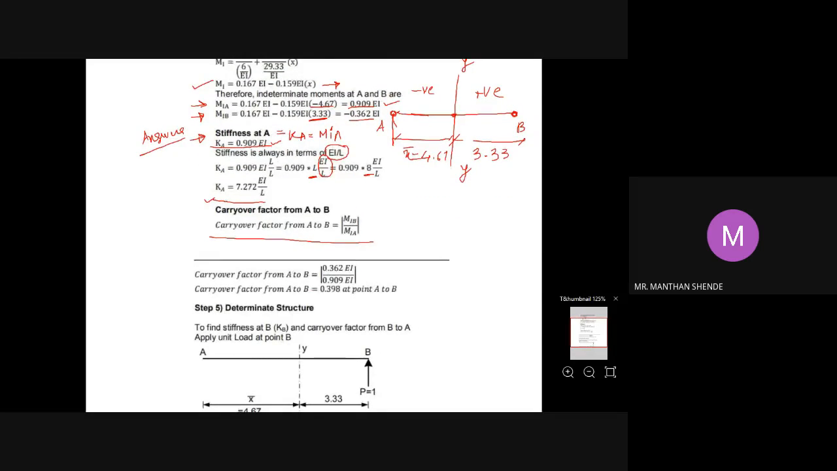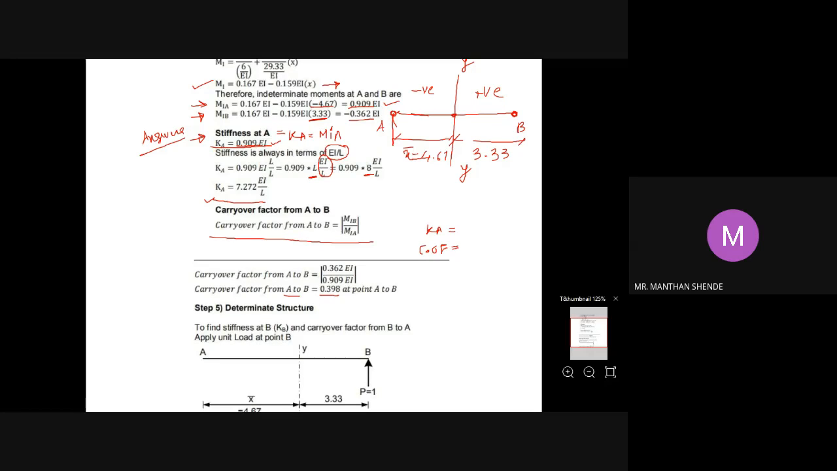So what is your carryover factor from A to B? It is 0.398 from A to B. So these are your two answers: the value of stiffness at A and the value of carryover factor at A. This we got the answer for the first part, stiffness at A and carryover factor from A to B. So the stiffness at A is either 0.909 EI or 7.272 EI by L.